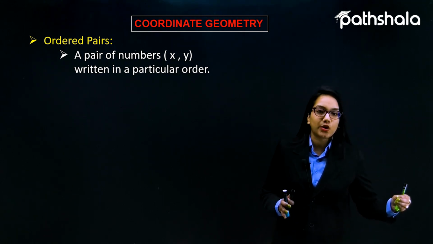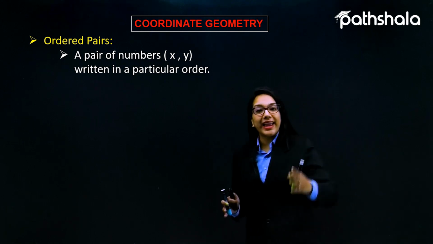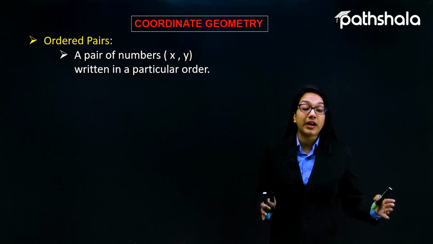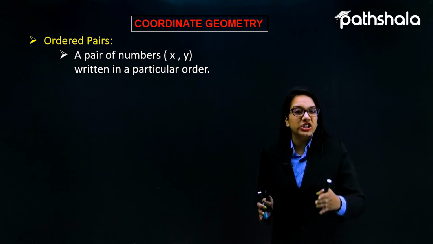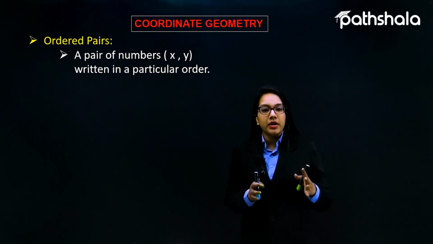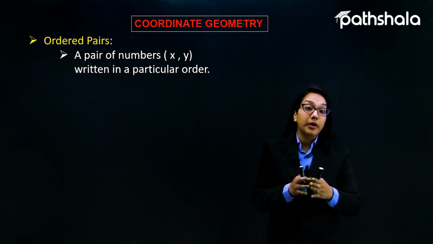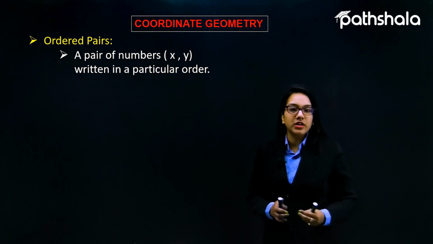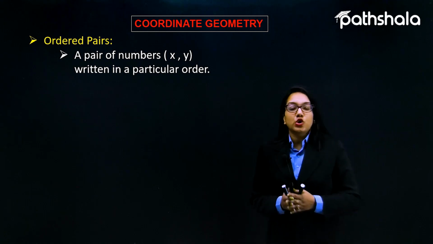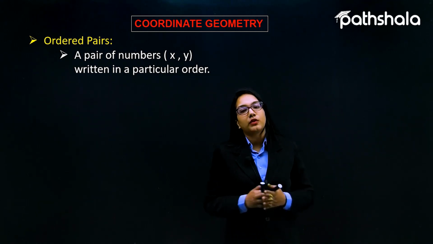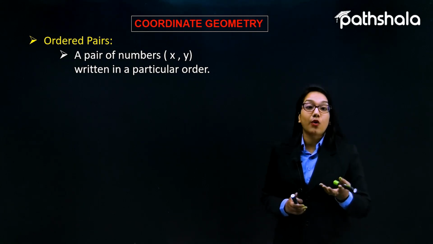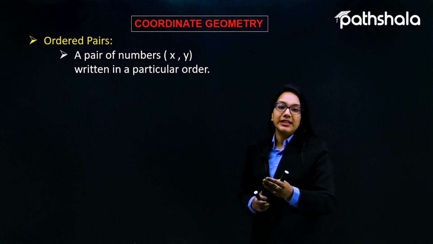For instance, whenever we are talking about the coordinate (x, y), we always write x first, then y. So these are numbers following a particular order. Whenever numbers follow a particular order, they are called ordered pairs. So (x, y) is called an ordered pair, or we can also call it a coordinate if we are plotting it on the xy plane.